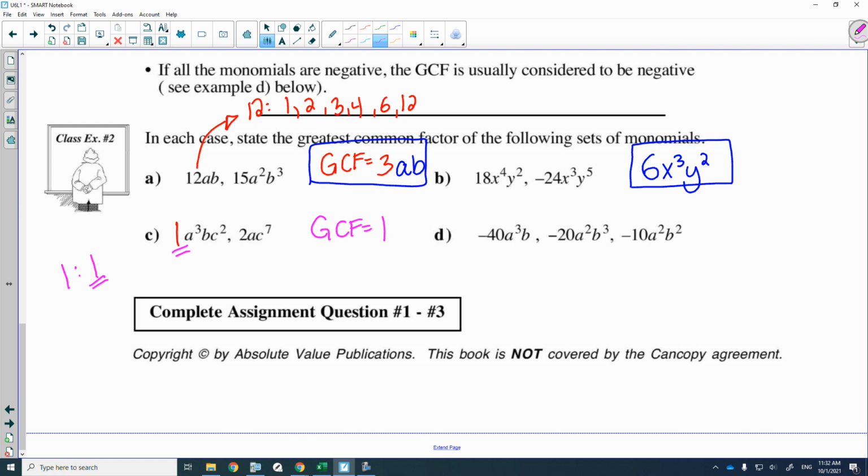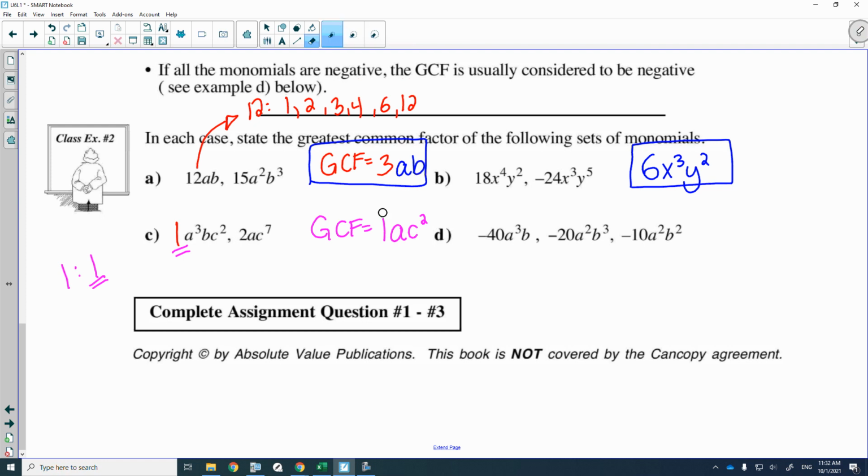I'll write it here for now. And then it would be, do you agree that it would be AC2? Yep, that's what it would be. And then at the end of the day, I'm going to get rid of that. I didn't pick B, and the reason why I didn't write a B is because it's got to be common. There's no B in that term.